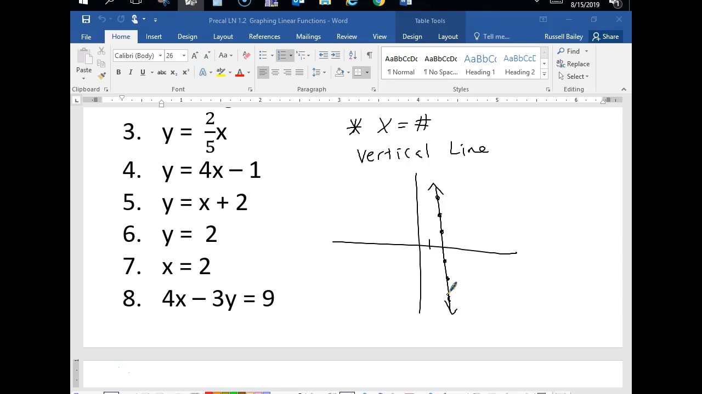This one, just so you guys know, has an undefined slope. Yeah. So is y equals 2 undefined? No. You know what? I'll go back to that. We'll add that note. Thank you for asking.